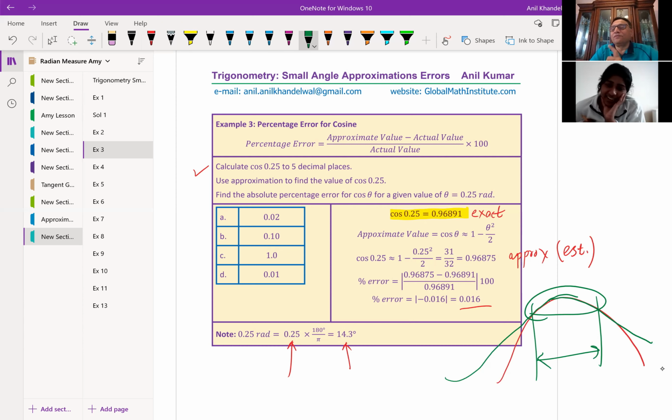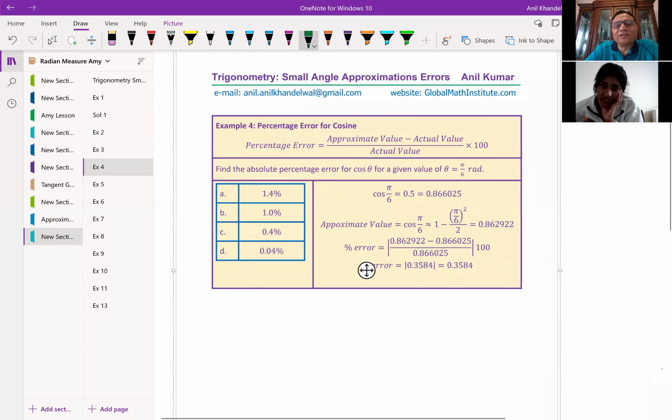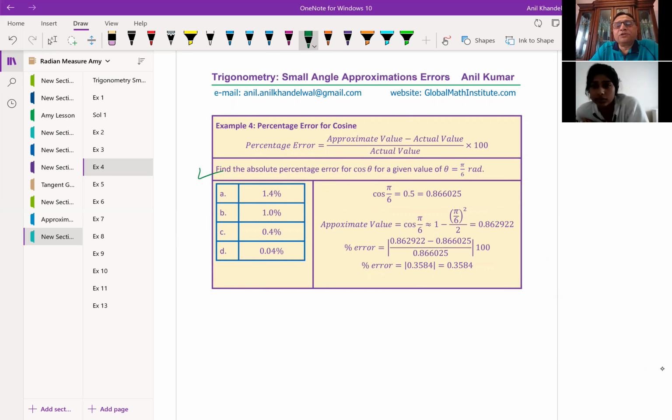So if you are going for just 1% error, this could go to 60 degrees. For cosine, it may go to, for sure, 30 degrees, but we'll do a calculation and figure it out. Okay, now another question. Find the absolute percentage error for cosine theta for a value of pi by 6. Pi by 6, you know, is 30 degrees, right? So when you do the same calculation for 30 degrees, you see the percentage error is still 0.358.